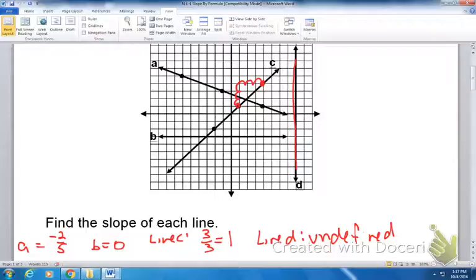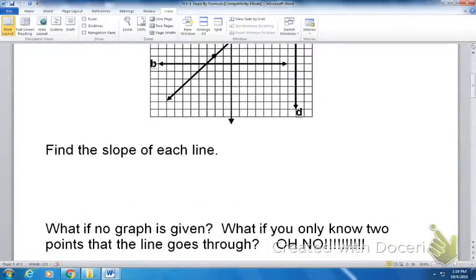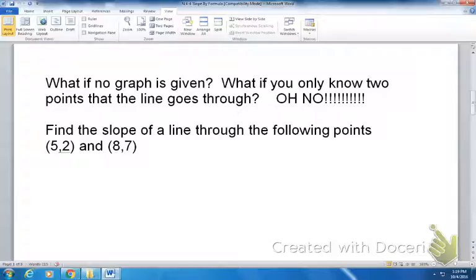So not so bad, guys. Make sure you count carefully, because on the quiz I had a lot of people that didn't count carefully and ended up missing problems. Now, let's look at what we're going to do today. It says, what if no graph is given? And most likely there won't be. What if you only know 2 points that the line goes through? A bit dramatic there, but oh no.